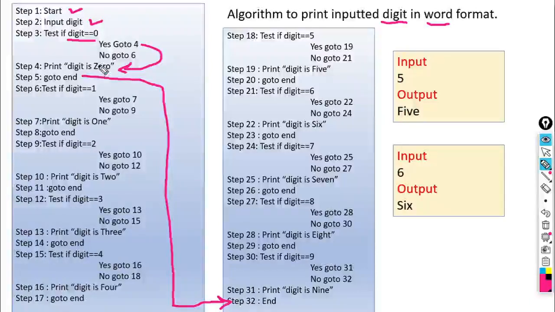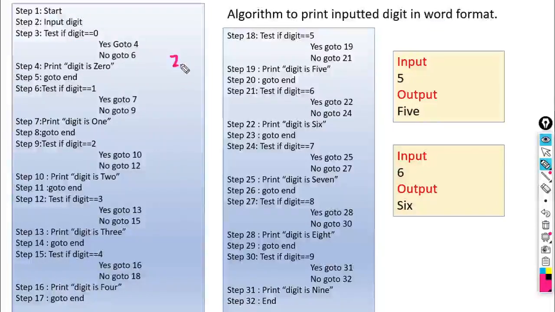Okay, so next one, if this is not equal to 0, suppose I enter digit 2, so how it will execute? So here it will check first if digit is 0, so it remains false, so it will execute this statement. Then here within no, go to 6 is there, so it will take your control to step number 6. It will check whether the digit is 1 or not. So our digit is 2, it is not equal to 1, so it remains false. So again no will be executed. It will take your control to step number 9.